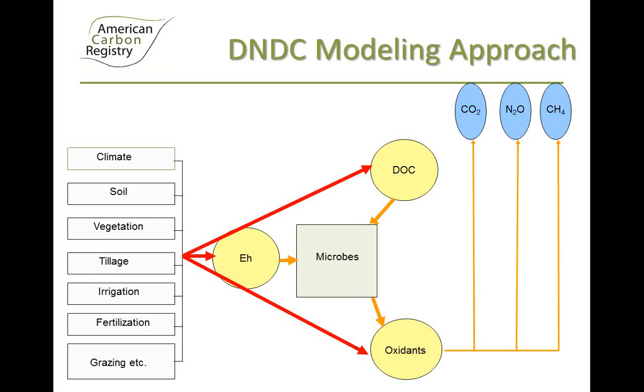So the basic approach of the model, and this is a detailed wiring diagram that I won't really delve into, but I just want to say that the model simulates how the microbial environment and microbes change in the soil based on weather and climate drivers, soil conditions, whatever crop you're growing, and how you manage that cropping system in terms of tillage, irrigation, fertilizer practices, etc. And then from that detailed series of processes or mechanisms, the model then estimates net fluxes of carbon dioxide, nitrous oxide, and methane.